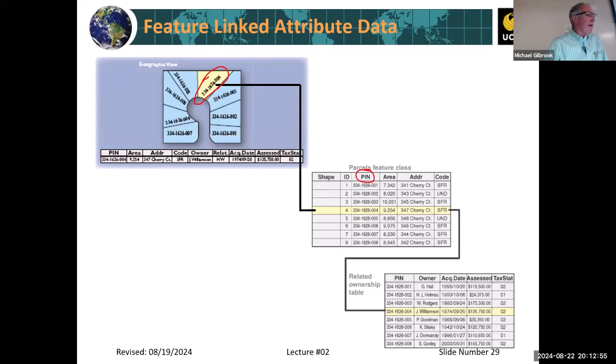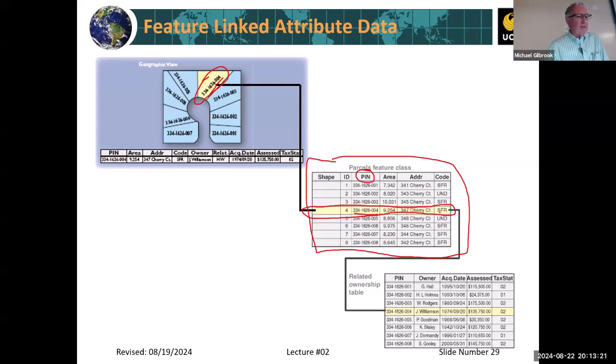So we can link that parcel up with a line in this table. We have this table, and here is the line of data for parcel number 334-1626-004. It's 9,254 square feet. Its address is 347 Cherry Court, and it's single-family residential zoning. Okay, that's great. And it could go on and on and on.